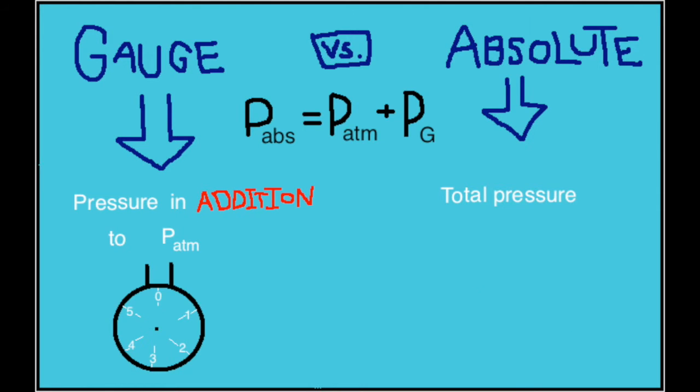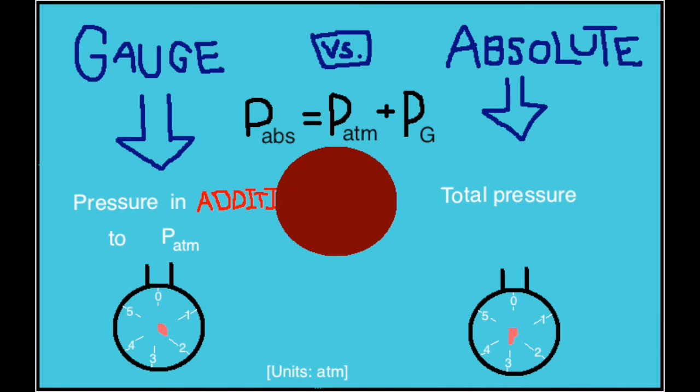This can be shown again by comparing the two side by side. For example, when the gauge pressure is 0 atmospheres, the absolute pressure is 1 atmosphere, and when the gauge pressure is 2 atmospheres, the absolute pressure is 3 atmospheres.